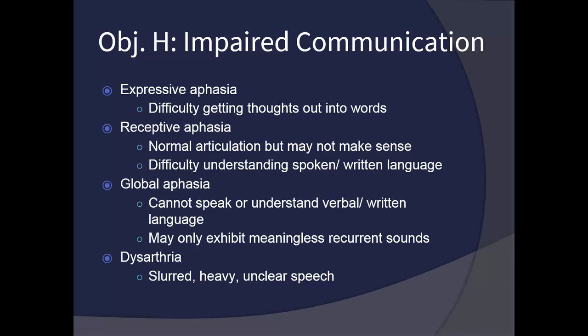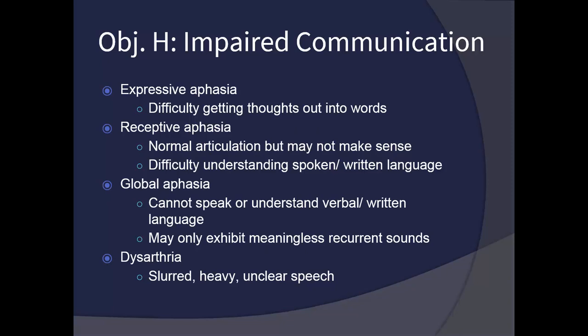Aphasia can be devastating to patients and their families. Expressive aphasia is difficulty getting words out. Receptive aphasia is difficulty getting words in or understanding. They might speak normally, but it might not make much sense in the context of what you're asking them, because they don't understand what you're asking them. Global aphasia is difficulty getting words out and in, so they can't talk and they can't understand. And then dysarthria is slurred speech.